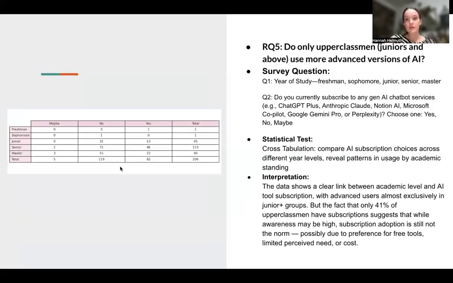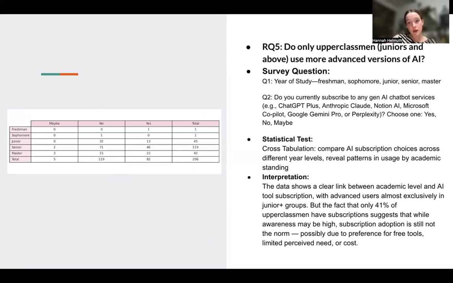For research question five, we looked into whether only upperclassmen, juniors and above, use more advanced versions of AI. We pulled two survey questions for this one: the year of study, and also the general question of whether students currently subscribe to any Gen AI chatbot services right now.